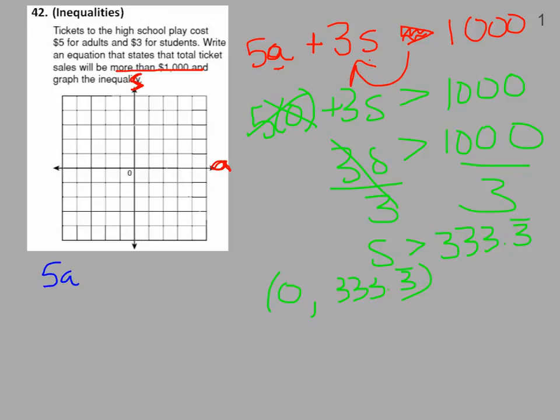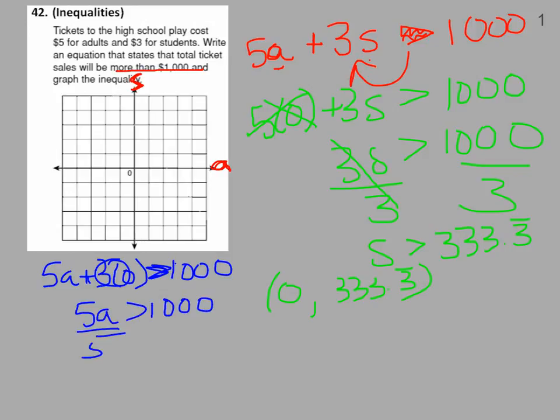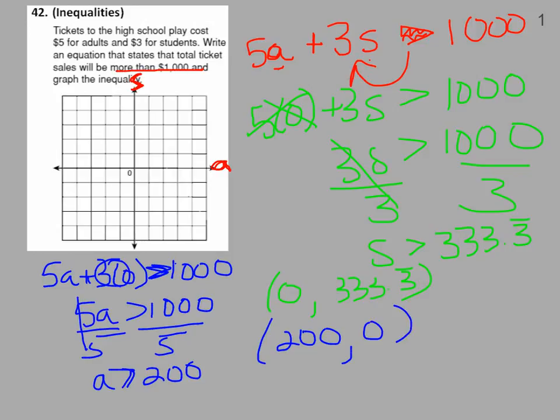All right, now we can do another point where S is 0. So 5A plus 3 times 0 is greater than 1,000. That cancels out. We have 5A greater than 1,000. Divide by 5 on both sides. A is greater than 200. So the other point that we have is 200, comma, 0. So we said A is 200, and we decided that A was X, so that has to go first.